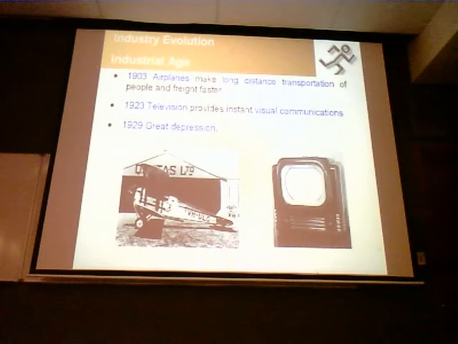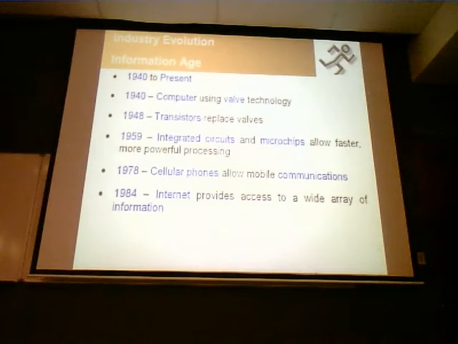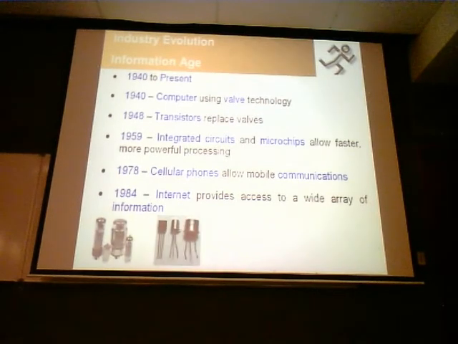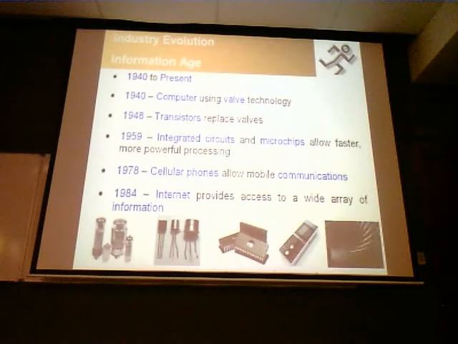TV also came along in '23, which enabled visual communications, and again, the Great Depression occurred as we moved from that agricultural age, the manufacturing and industrial age into the communications and IT age. Again, a depression occurs. So the information age started really about the 1940s when we were using valve technology in mainframe computers. We then introduced in '48 the transistors to replace the valves. Then in '59 integrated circuits and microchips. The next revolutionary technology that appeared was the cellular phone in '78, and finally in 1984 the internet. So they're the major technologies that occurred during that information age.